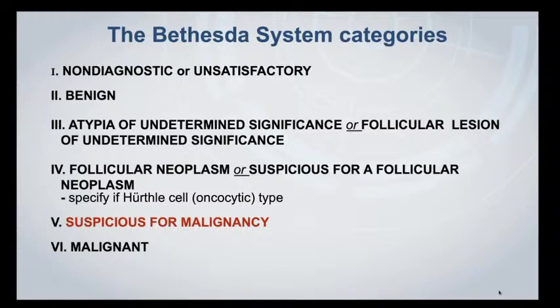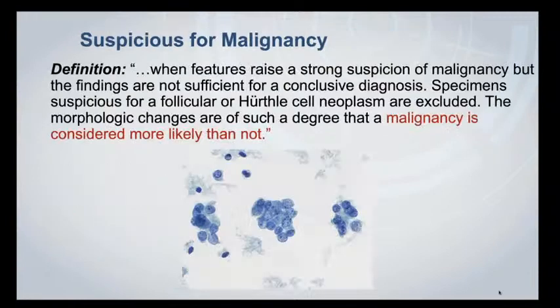Let's now turn and talk a little bit about Bethesda category 5, or suspicious for malignancy. So the Bethesda definition for this reads as follows: a strong suspicion of malignancy, but the findings are not sufficient for a conclusive diagnosis. Specimens that are suspicious for a follicular or Hürthle cell neoplasm are excluded from this category. The morphologic changes are of such a degree that you think a malignancy is more likely than not.